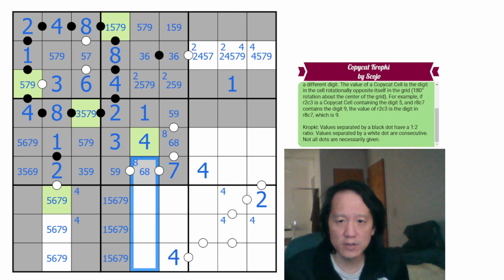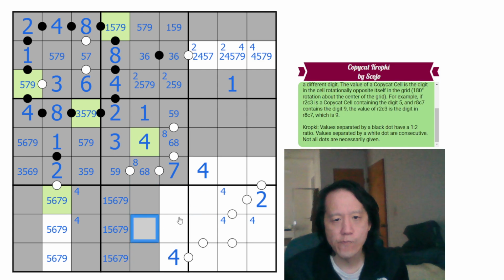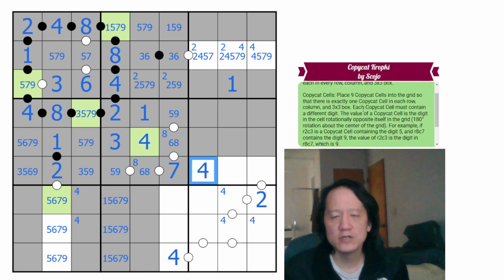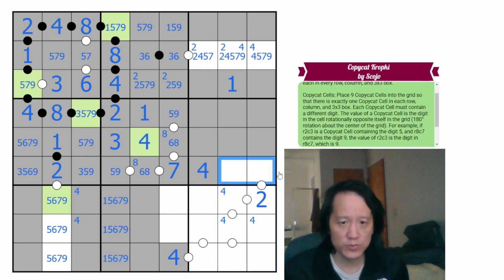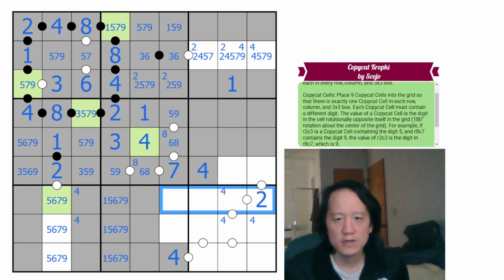These can't be copycat cells because there's only 1 per row and column. So one of these is a copycat cell. One of these is a copycat cell, but 4 cannot be in the copycat cell because we know that each copycat cell must contain a different digit. So this is not a copycat cell. This is not a copycat cell. So it's one of these two, and it's one of these two. This one can't be a copycat cell because of that. So none of these are copycat cells, which forces this to be the copycat cell.